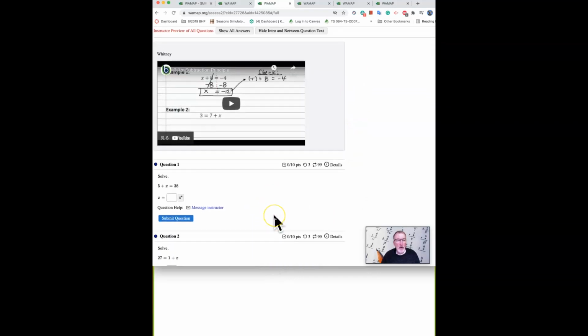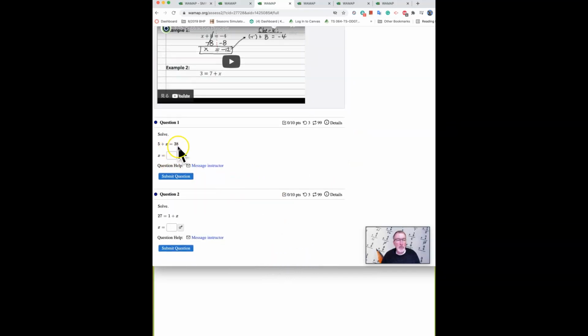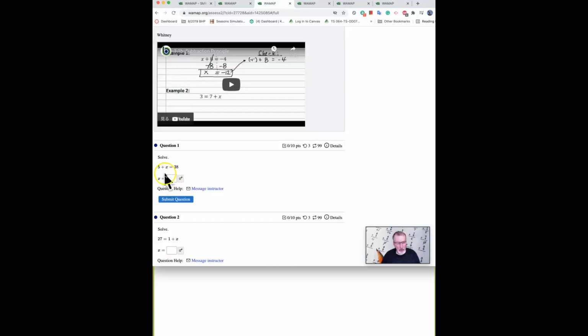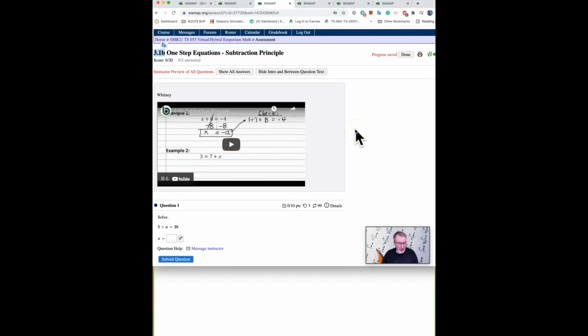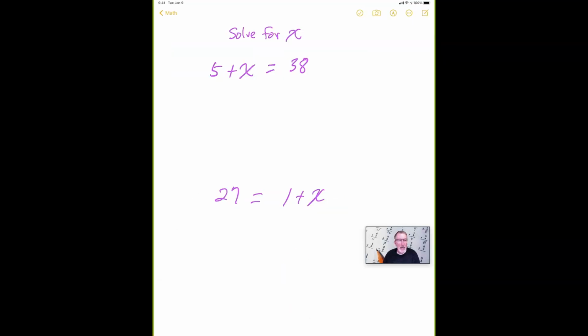Problems at WAMAP are 5 plus x equals 38. And the second one, 27 equals 1 plus x. And so remember, we're not going to try and figure out the problem the hard way. We're just going to follow the steps. And that process, we'll learn, internalize that process and learn how to find the solutions quickly and easily. Let's take a look at the tablet.